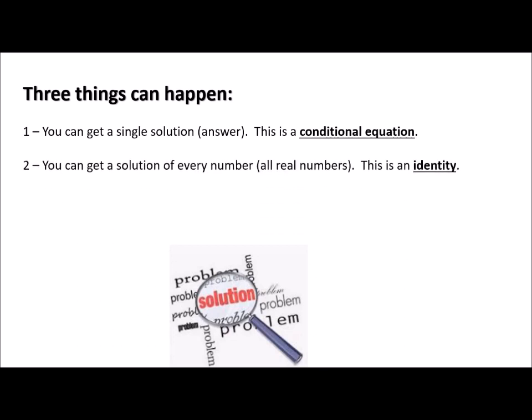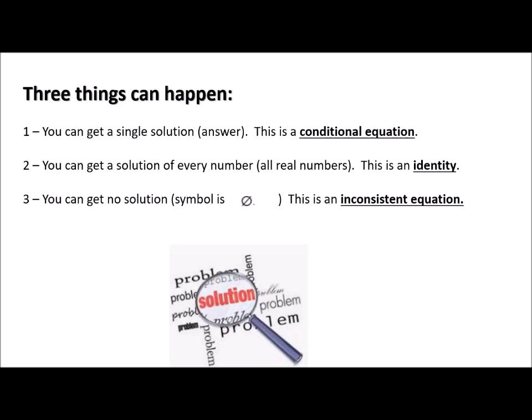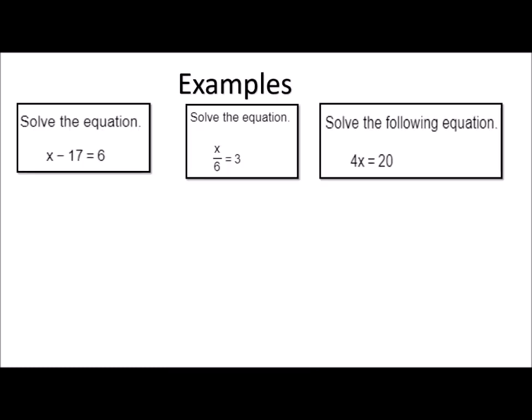Thing two is you could get a solution in which every number in the world works, all real numbers. That's called an identity. And thing three is you could get no solution. No answer in the world works, and that is normally demonstrated with this symbol of the zero and the line through it. That's called an inconsistent equation. Now, here are some examples that just involve one step.